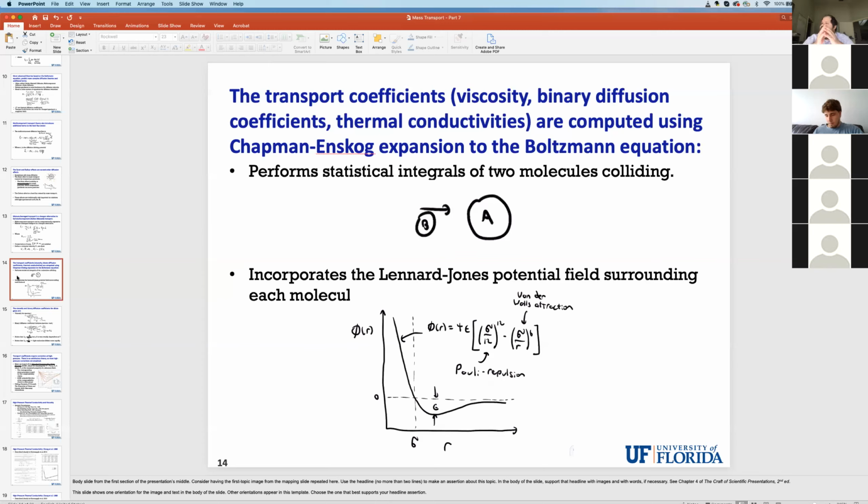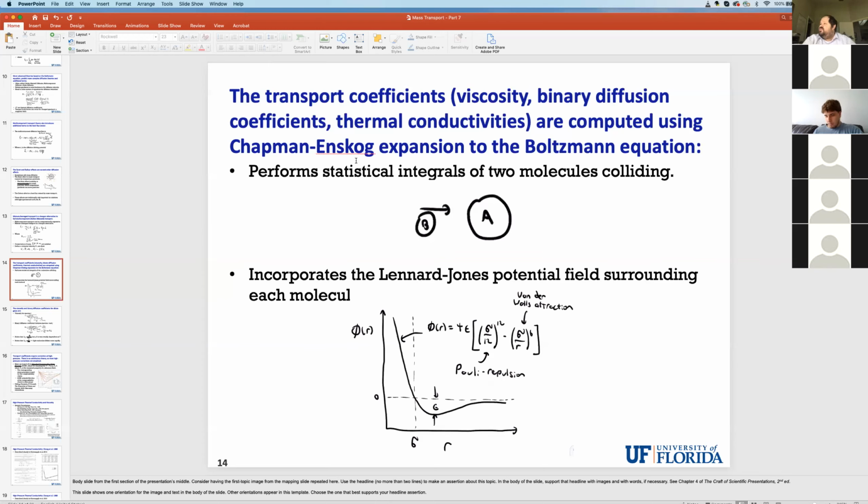In fact, I barely know it myself. But where these transport properties come from, that's the binary diffusion coefficients, etc., is they come about from an asymptotic expansion called the Chapman-Enskog expansion. I'm not going to discuss what that is, just so that you hear the term, and it's actually approximating the Boltzmann equation itself. Essentially, the game that you play is that you perform statistical integrals of basically two molecules colliding, and you keep track of different properties.